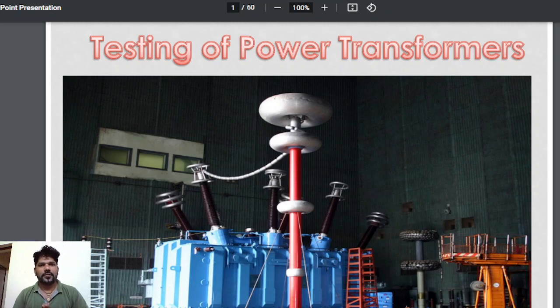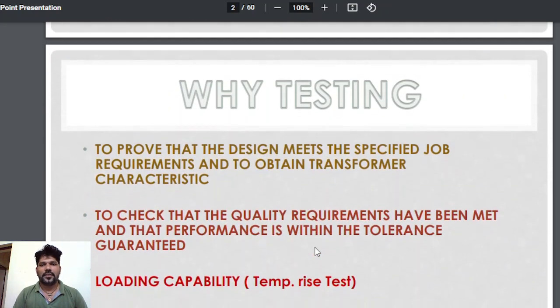So friends, today we'll learn about testing of power transformers. Testing of power transformers is very important. So why do we need the testing? To prove that the design meets the specified requirements, and to obtain transformer characteristics. Whatever the characteristics, whether they are within the permissible boundaries, we check once the transformer is manufactured.